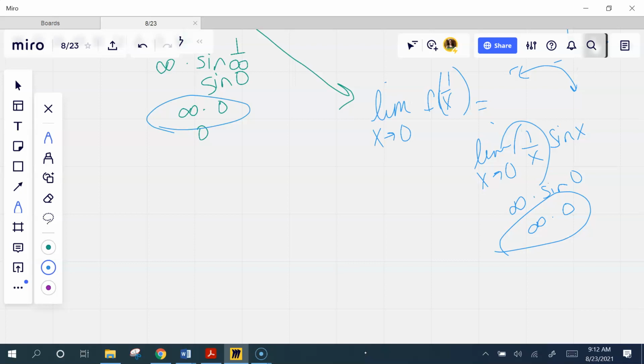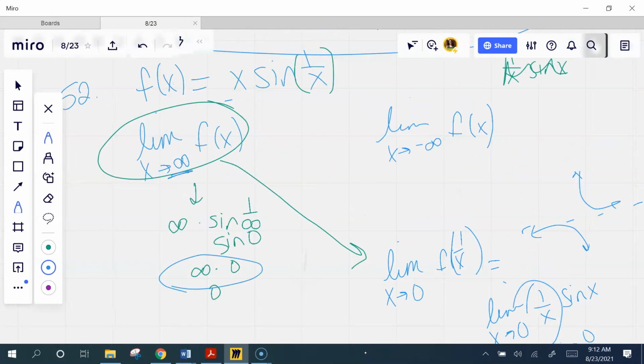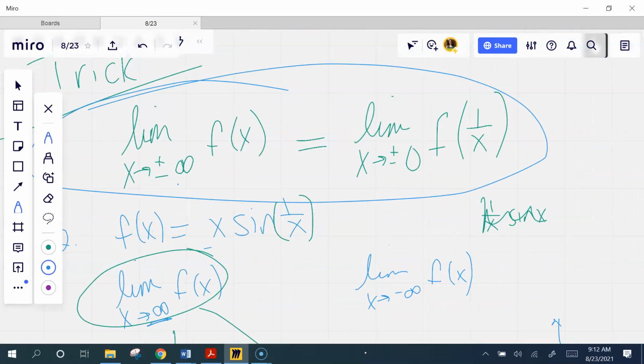The trick is, if you're going to infinity, you can change that as going to zero. I didn't mean to put the plus or minus there. Nobody caught that. You can change that as going to zero as long as you reciprocate every x in the function. Anything over that huge infinity is going to be zero.